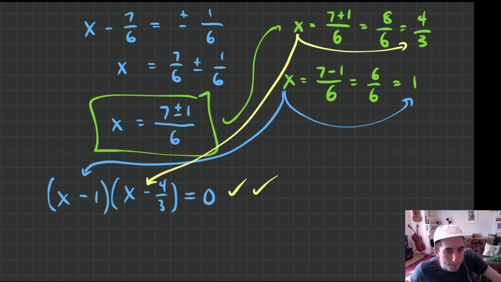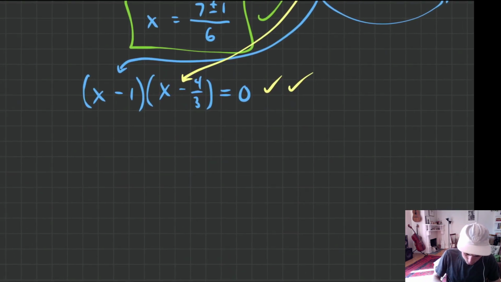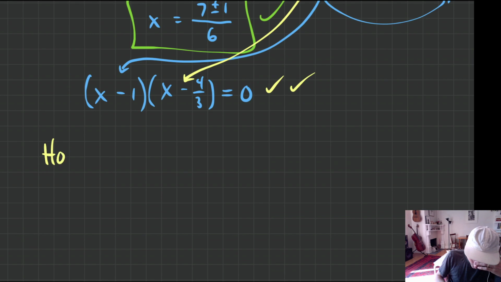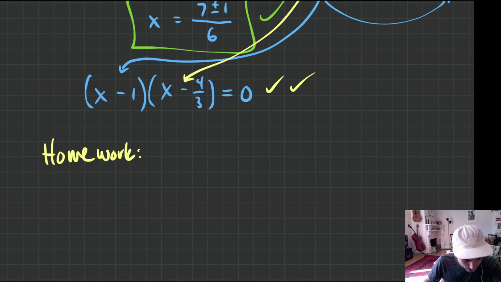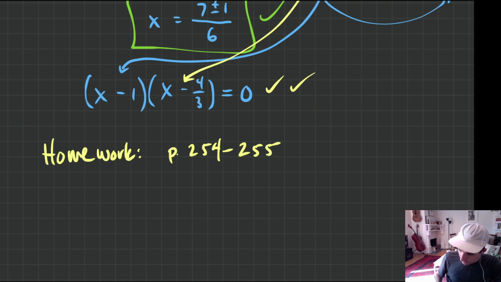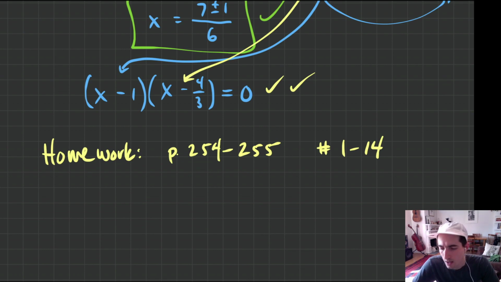Okay. All right. So I think that's pretty much all the examples I wanted to do. So for homework, what I'd like you to work on is the following. I'd like you to work on page, what is it, 254, page 254 to 255, and I'd like you to do numbers 1 through 14, okay? So that's your homework for today.